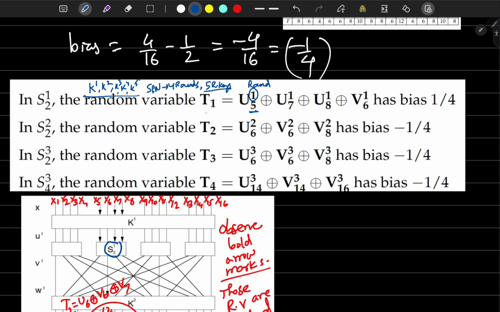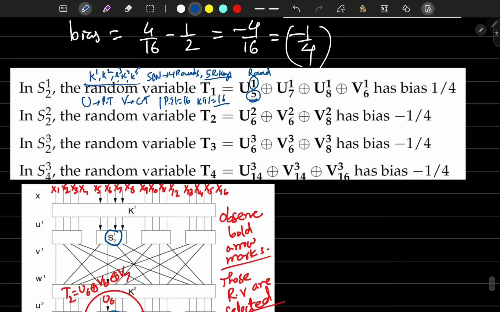Previously we have used the notation of capital X. Capital X is a random variable relating to our plain text. Now here, instead of capital X, we are using capital U, and 5 denotes the position number. Our plain text is 16 bit, our cipher text is 16 bit. As per 1-based indexing, 5 denotes the 5th bit in our U. Capital X is plain text, capital U is nothing but cipher. Happy? Like that you proceed.